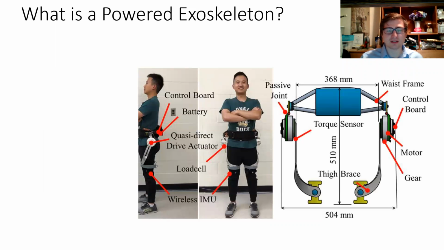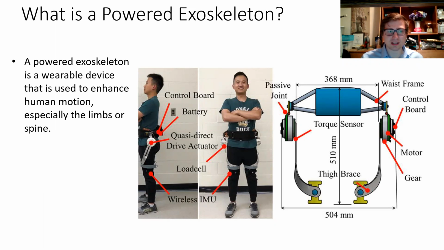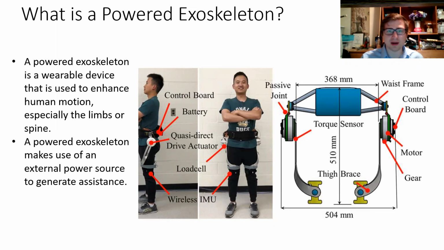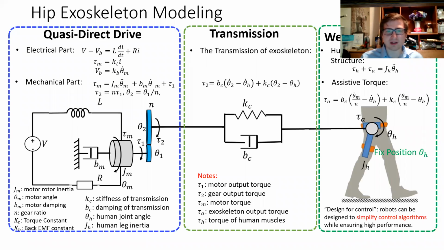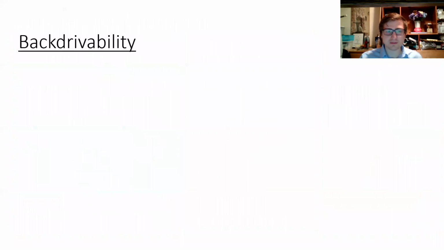What is a powered exoskeleton? You can see a view of the City College exoskeleton on the right. This is the hip exoskeleton. A powered exoskeleton is a wearable device that is used to enhance human motion, especially for the limbs or spine, and it often has an external power source. This is a model for the mathematical derivation of the governing equations for the hip exoskeleton.